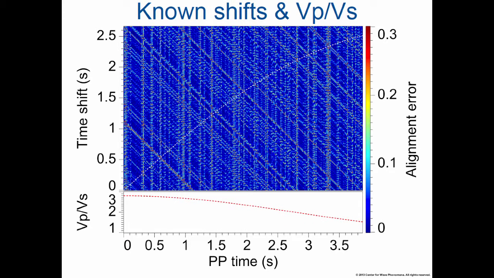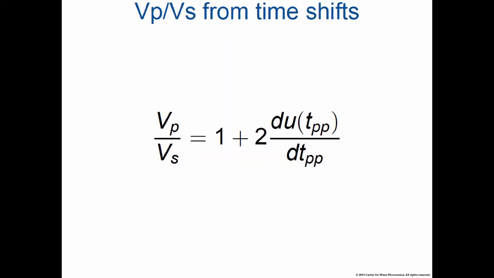From this known shift curve, we can compute VPVS ratios, which I'm now showing in the bottom panel with this dashed red curve. Notice that as the slope of the time shifts decreases, so too does the value of the VPVS ratios. Specifically, the relationship between VPVS and time shifts is given by this equation, where VPVS is equal to 1 plus 2 times the derivative of the time shifts u. This equation implies that the derivative of the time shifts is greater than or equal to 0, otherwise we could compute VPVS values less than 1. So we restrict the time shifts to be monotonically increasing.